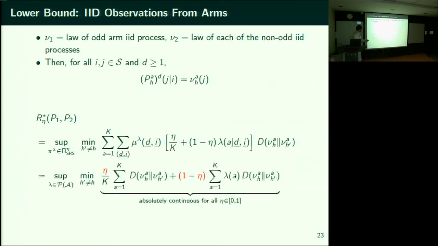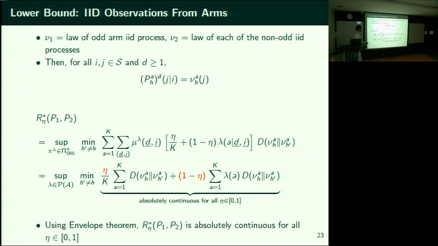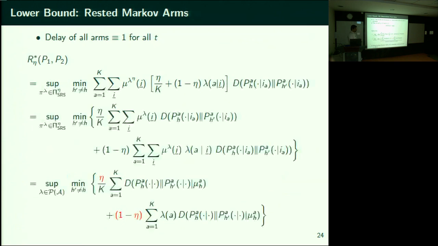In those cases, I just quickly run through. In the case when you have IID observations, your R eta star will look something like this. I'm not going to go into the details, but the point is your objective function here is linear in eta, so it's an absolutely continuous function, and there is this very nice envelope theorem that you can use to show that R eta star, the value of the resulting optimization, is also absolutely continuous in eta. Because it's absolutely continuous, it will smoothly merge with the R0 star.